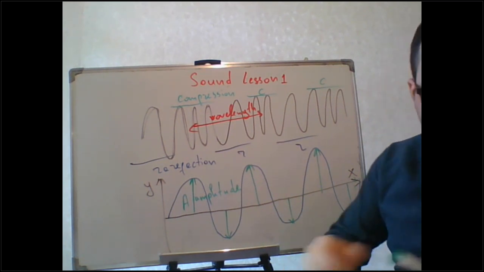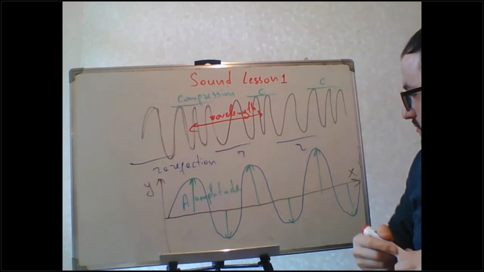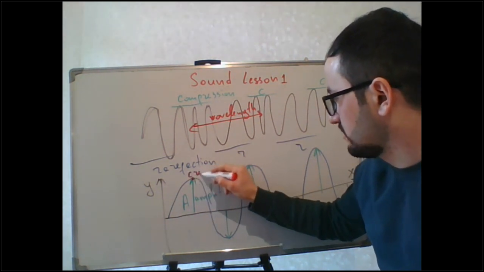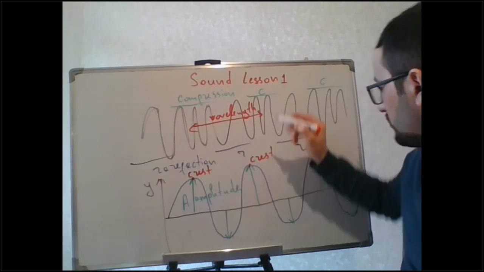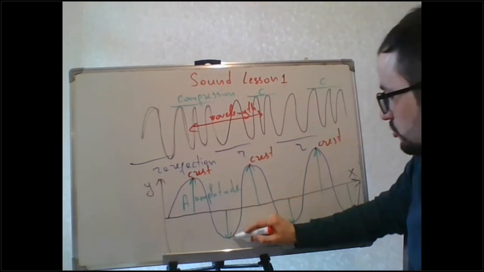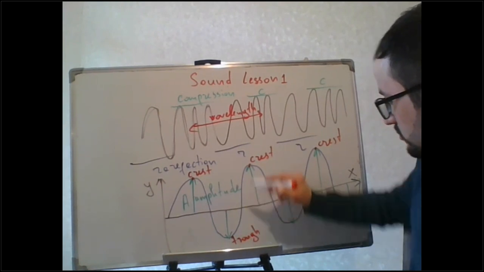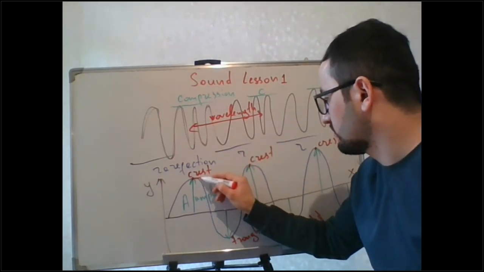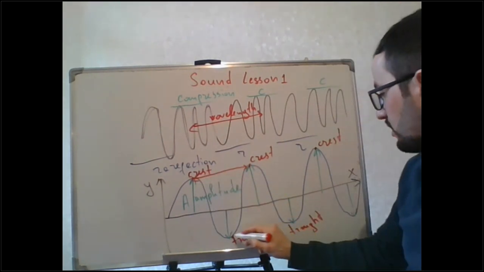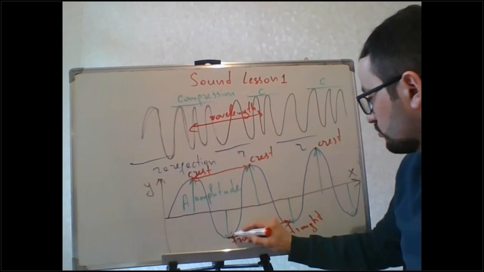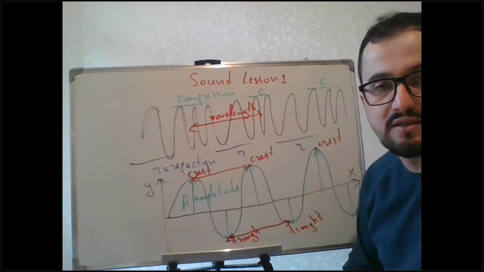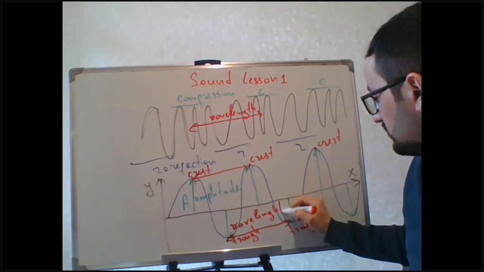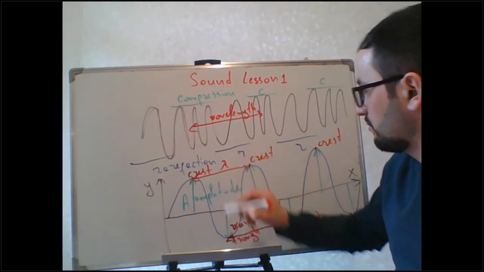Another part here is the distance between two crests. These are crests, and here is a trough. So the distance between two crests or two troughs is called wavelength. Wavelength is abbreviated as lambda.